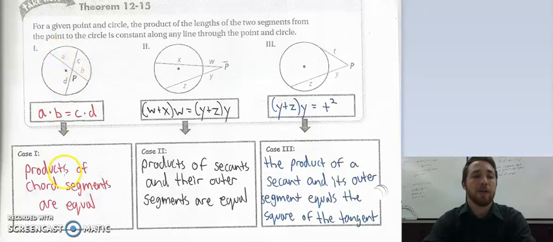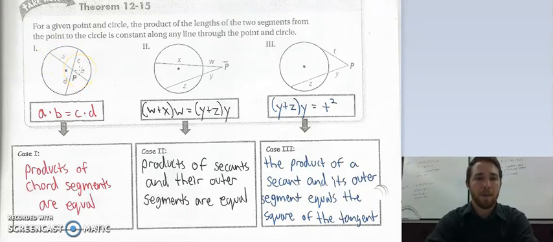So the products of the chord segments are equal. If I split up one chord, multiply the pieces, that should be equal to the other chord split up, as long as we're multiplying again. And if I look to my next situation, it looks like I have two secants again.